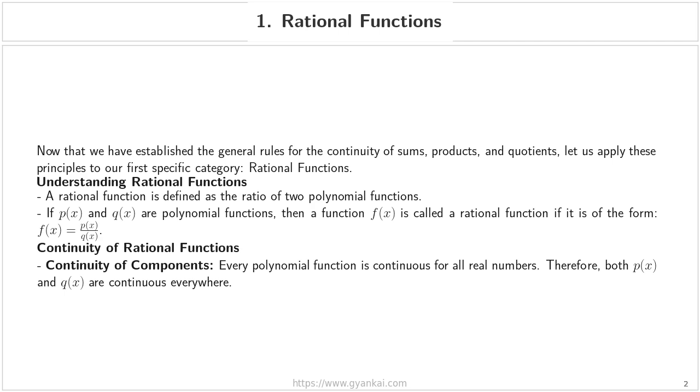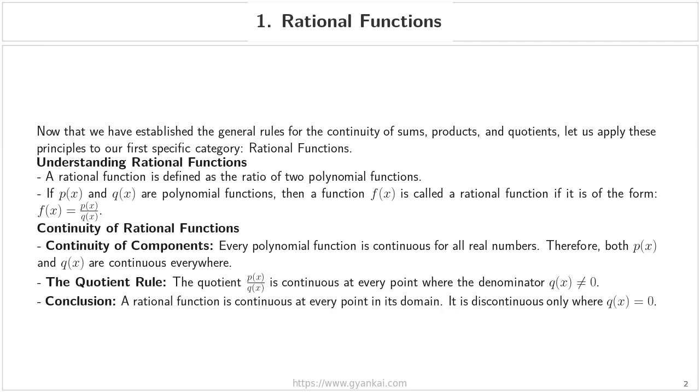Now, let us analyze the continuity of these functions. First, we look at the continuity of the components. As we mentioned in the previous slide, every polynomial function is continuous for all real numbers. This means that both our numerator, p of x, and our denominator, q of x, are continuous everywhere on their own. Next, we apply the quotient rule. This rule states that the quotient of two continuous functions is also continuous, provided that the denominator is not 0. Therefore, we can conclude that a rational function is continuous at every single point within its domain. The only points of discontinuity occur specifically where the denominator, q of x, equals 0.